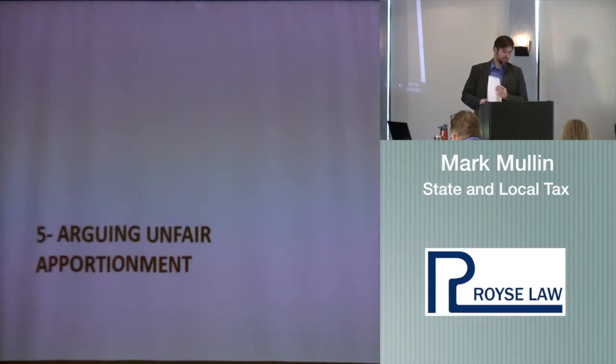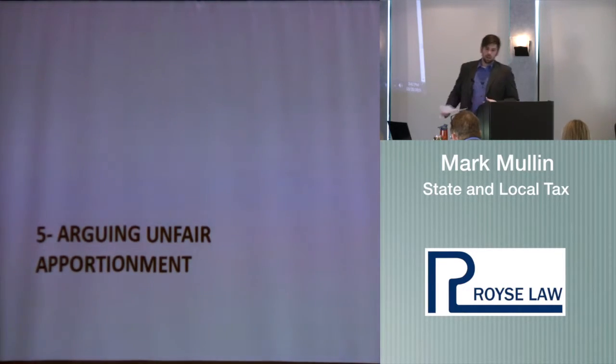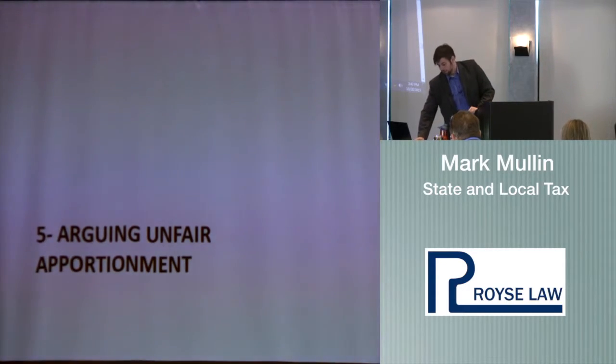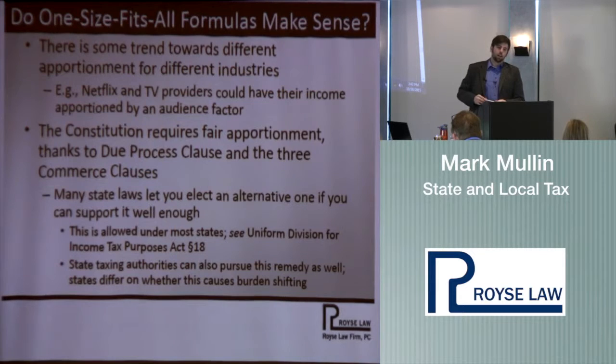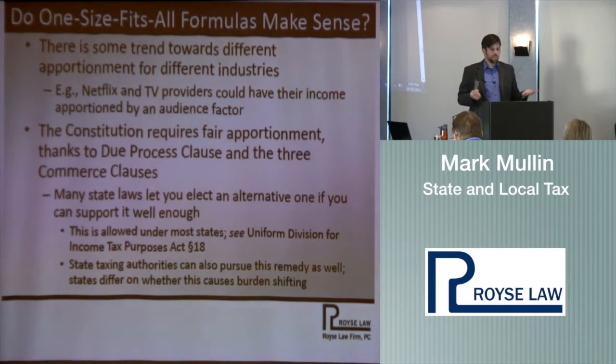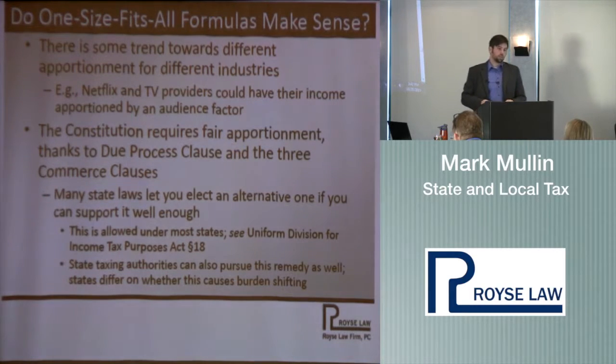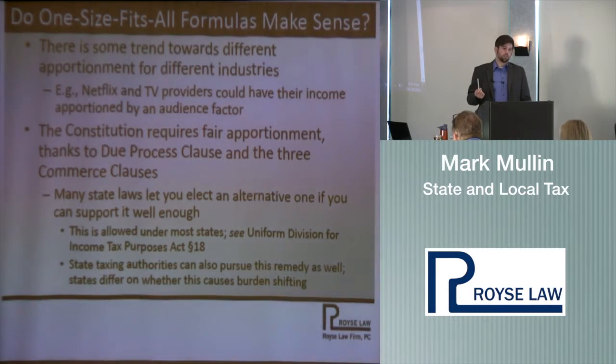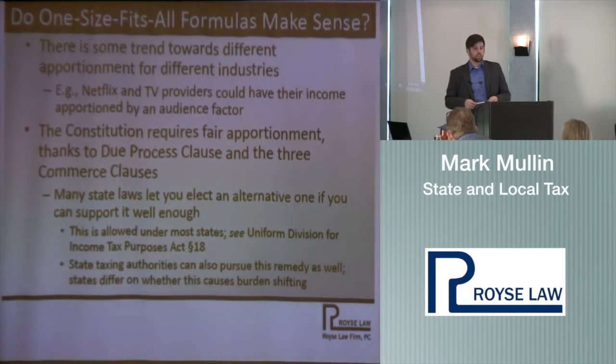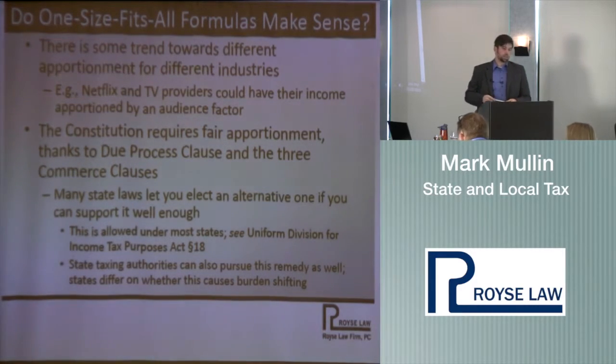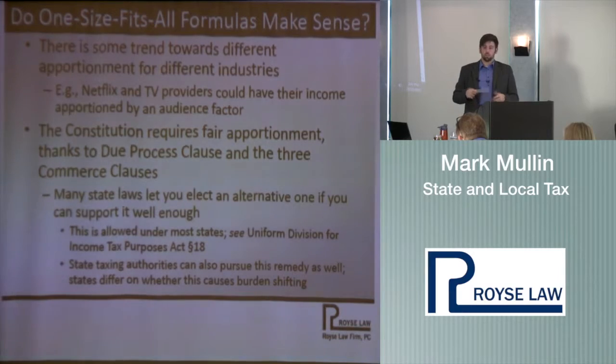So the last thing we're going to discuss is how to argue unfair apportionment. This is where it's handy to get your lawyer. But the basic idea of arguing against an apportionment formula is this: do one-size-fits-all formulas really make sense? States themselves are moving away from thinking so. For instance, they're starting to tax a company like Netflix by an audience factor. That is, you're going to take their worldwide apportionable income and multiply it by the percent of their audience that resides in your state. So that can be one way to do your apportionment formula by industry.